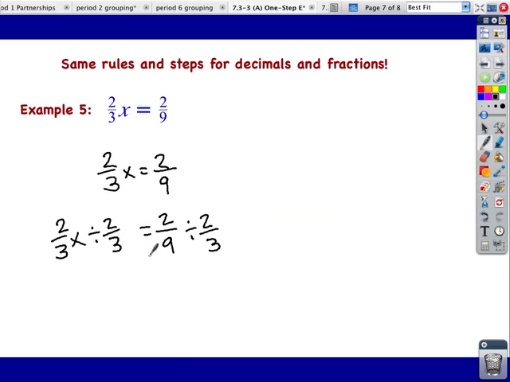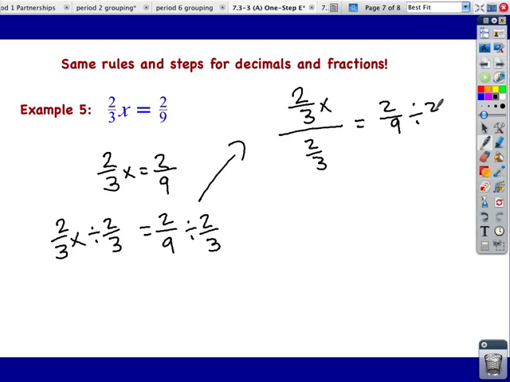Now this looks a little weird, 2/3 x divided by 2/3. So another way I could have written this would be 2/3 x divided by 2/3 equals 2/9 divided by 2/3. And it doesn't matter if you write it this way or this way. The same thing happens. 2/3 divided by 2/3 is 1, and 1 times x is just x. So I'm going to do the problem on the left all the way through, step by step. I know that these cancel each other out, and I'm left with x, because anything divided by itself is 1. And then the right-hand side, I'm going to have to do the computation.